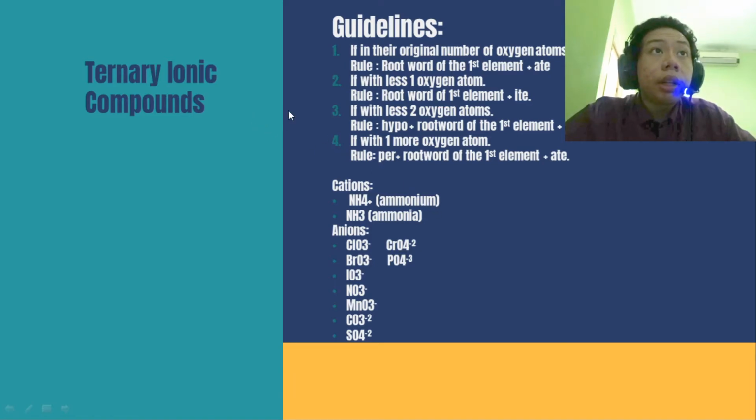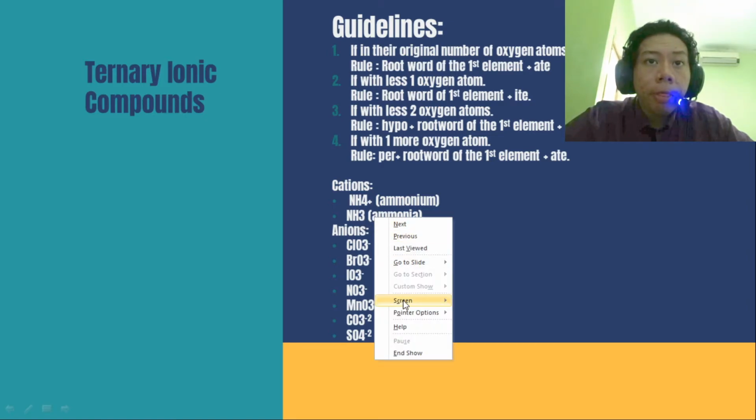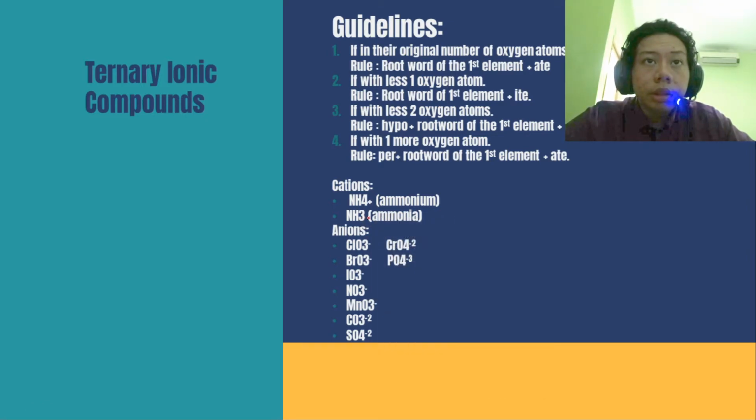Okay, in ternary ionic compounds, there are cations and anions. For the cations, there are 2 that we use. First, NH4+. NH4+ is ammonium and NH3 is ammonia. This should be plus right here. This in here is plus.